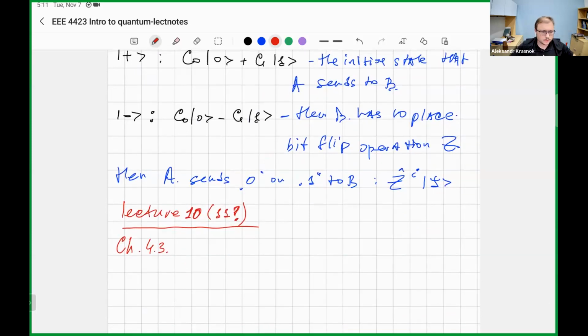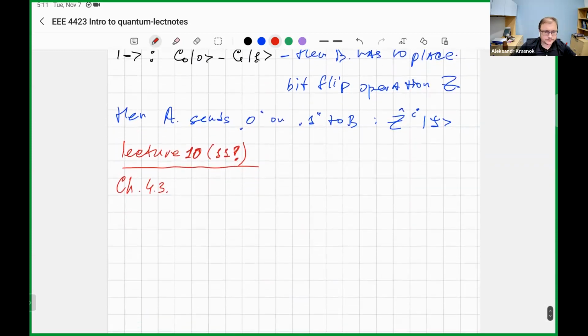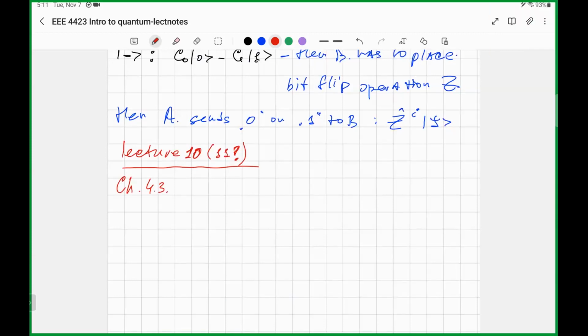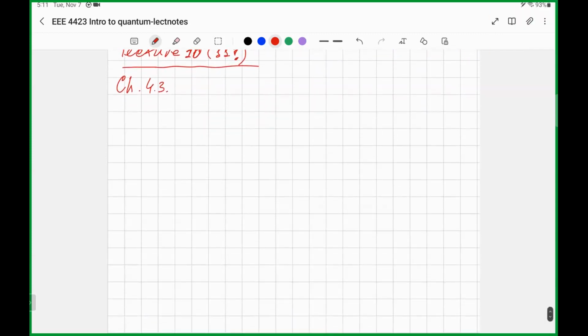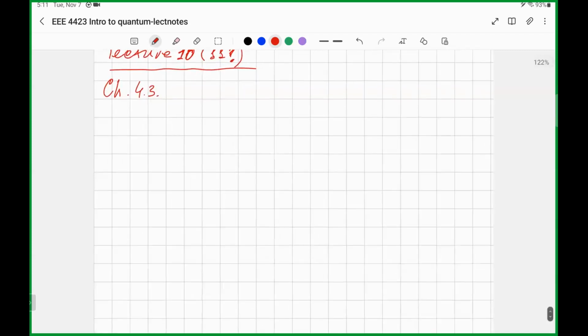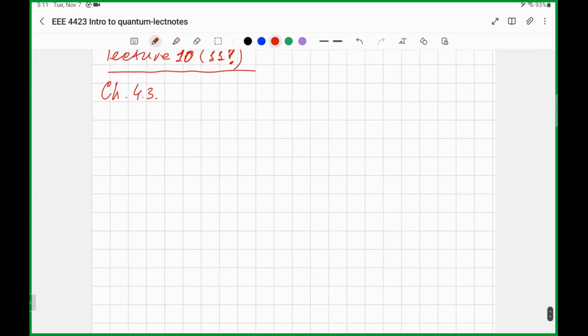Here is the algorithm for doing so. And today we continue our discussion on quantum algorithms. Today we're going to discuss this important case of a quantum algorithm known as Grover's search algorithm. So the title of today's lecture is Grover's search algorithm.